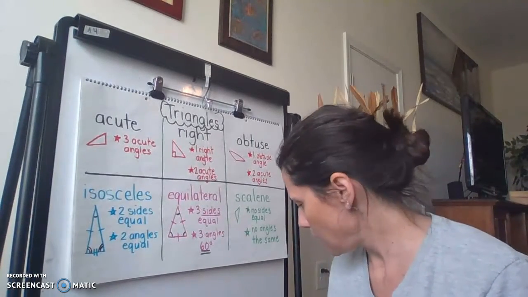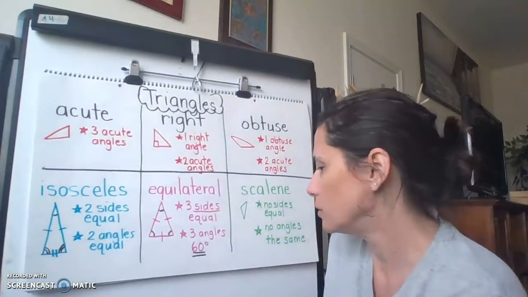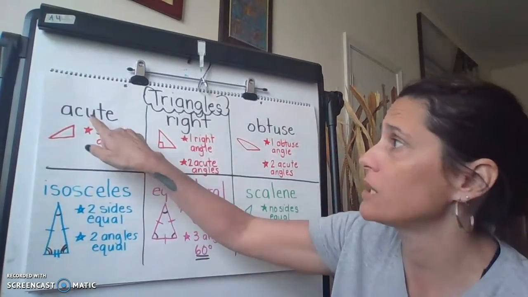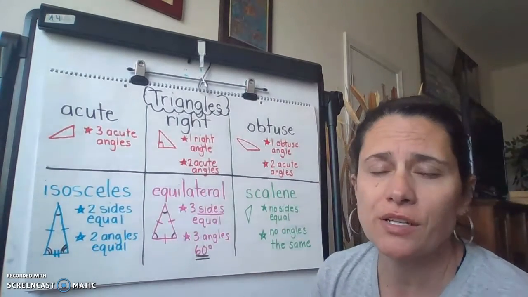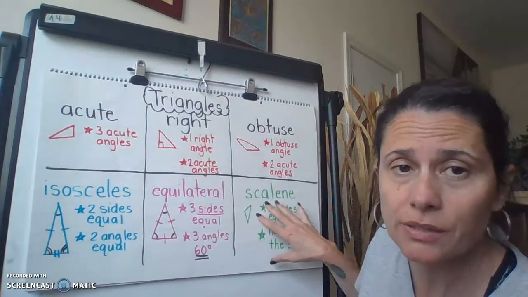Hi friends, today we're going to talk a little bit more about triangles. We have done a really good job with telling if it's an acute, a right, or obtuse triangle. So I just want to review a little bit. This up here is review. This is our new part that we're going to talk about today.